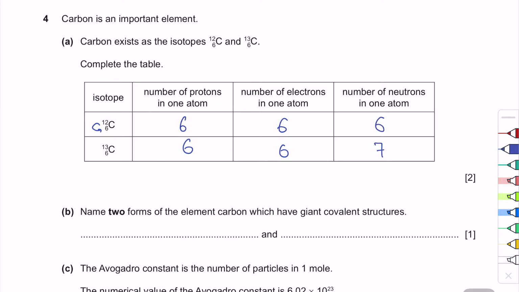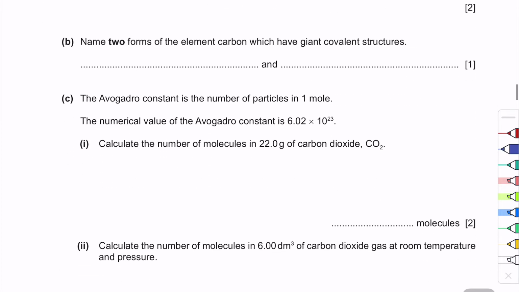Name two forms of the element carbon which have giant covalent structures. Those we know are graphite and diamond, and that's good enough. Do not say buckyball, because buckyball has a molecular structure.